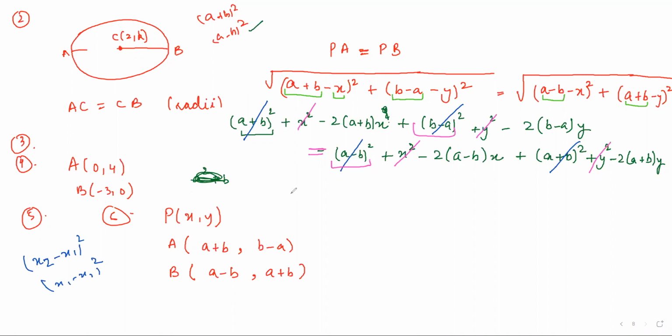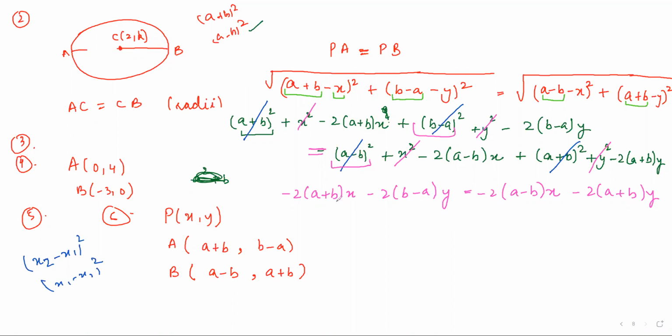So you write them minus 2 into a plus b into x, and then minus 2 into b minus a into y. This is equal to minus 2 into a minus b into x, and minus 2 into a plus b into y. Clear? So this 2 I can take common from both the sides. This will also go because it is with every term. In fact, minus 2 will go. Clear?